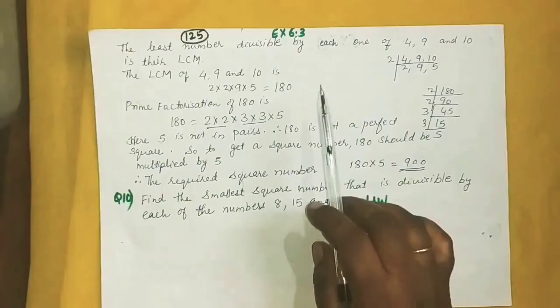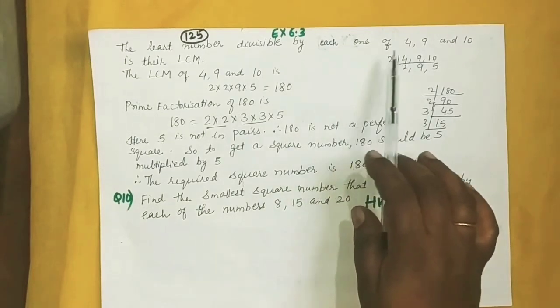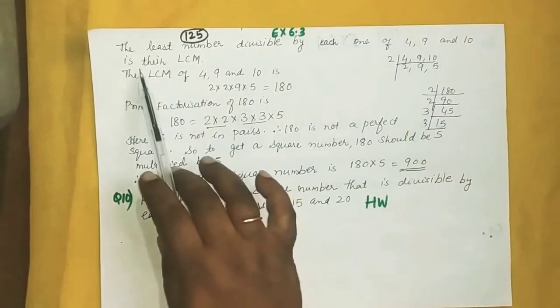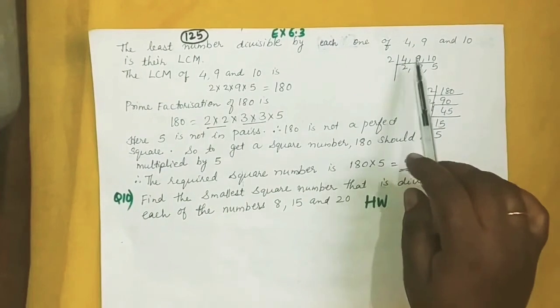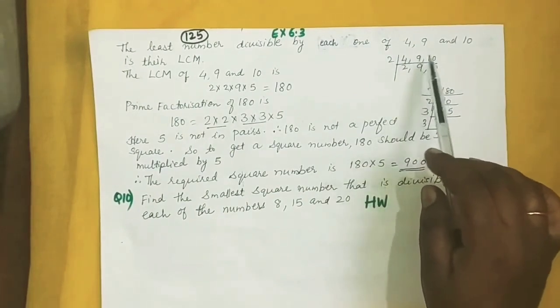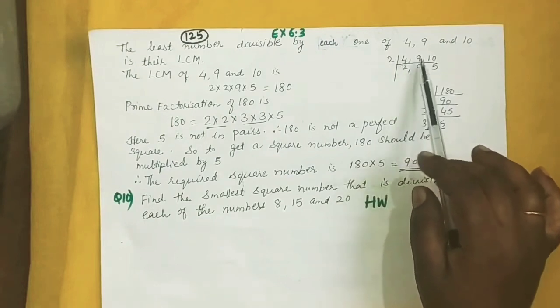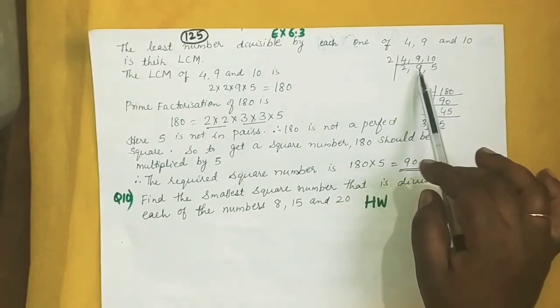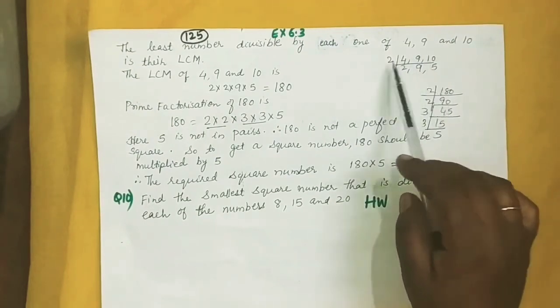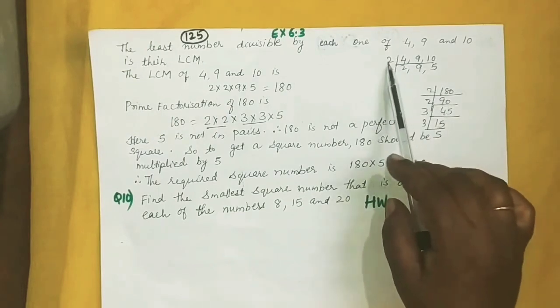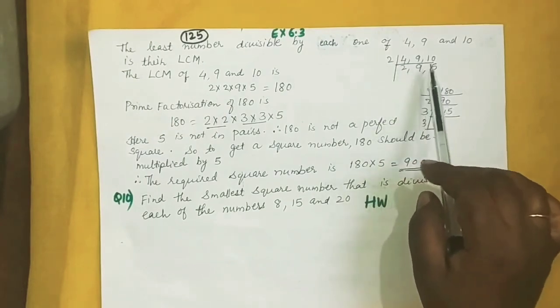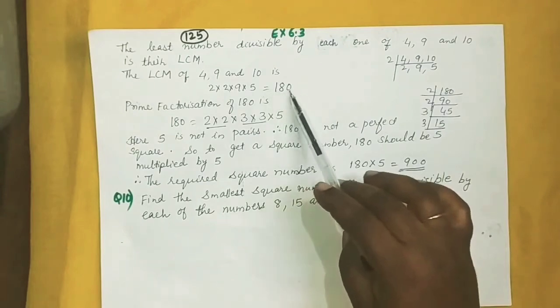The least number divisible by each one of 4, 9 and 10 is their LCM. So we are taking the LCM of 4, 9 and 10. 4 and 10 are divisible by 2. So 4 by 2 is 2. 9 as it is we are writing because it is not divisible. 10 by 2 is 5. So what is the LCM? 2 into 2 into 9 into 5. So what is that? 180.